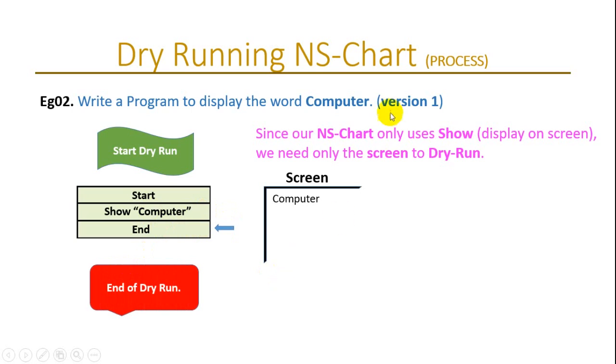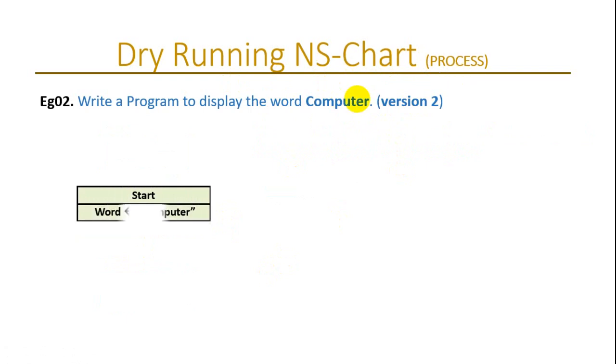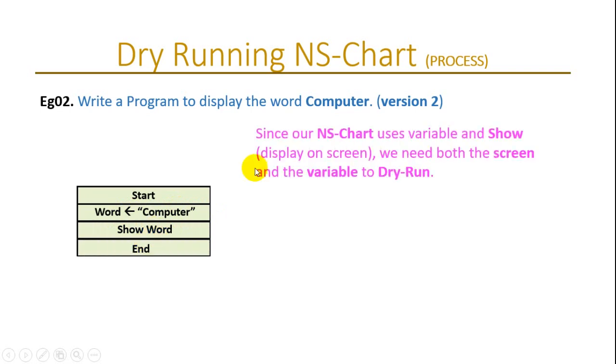So this same thing I'm doing in version 2, to put it in a variable and show it. Okay, write the same program, writing the word computer on the screen. Start. Now here I'm assigning into a variable, using the arrow, the word computer, and then show word, which is a variable. Okay, and end it. So here again, we have the arrow and we have the show.